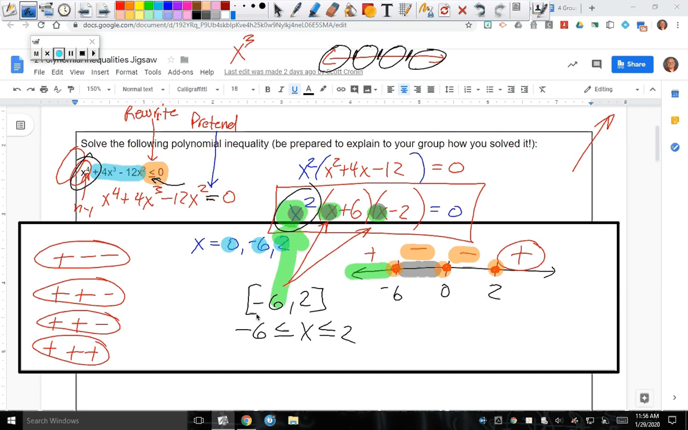One student last class found something and I gave them 500 points. I want to see if you can find it. And I'm not going to lead you to it. I want to see if you can find it. Not on this one, but go ahead.